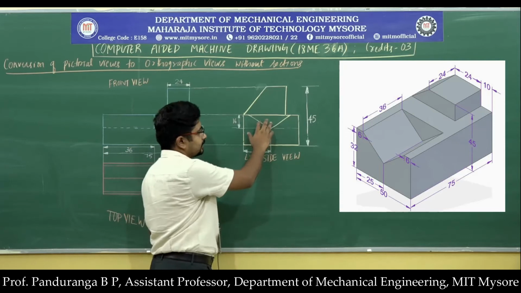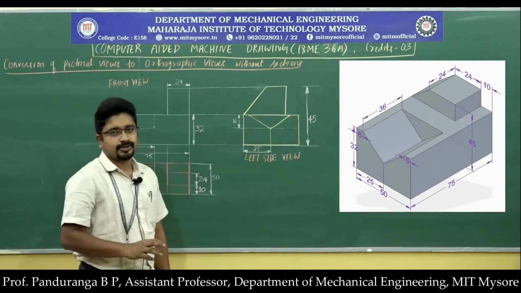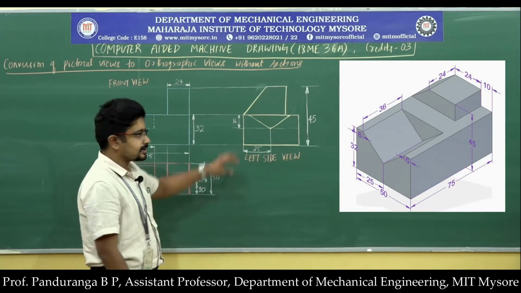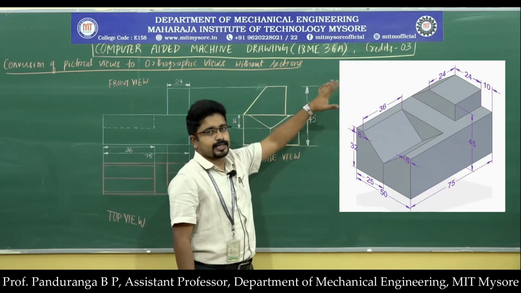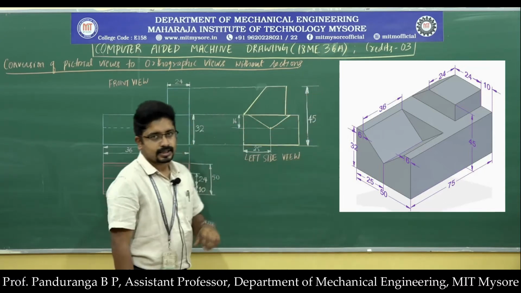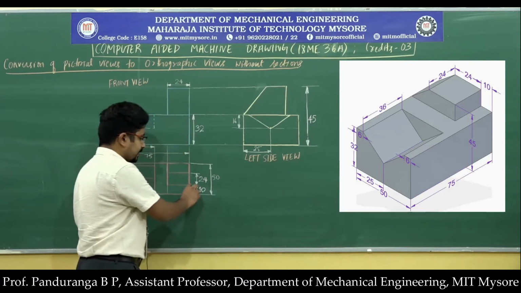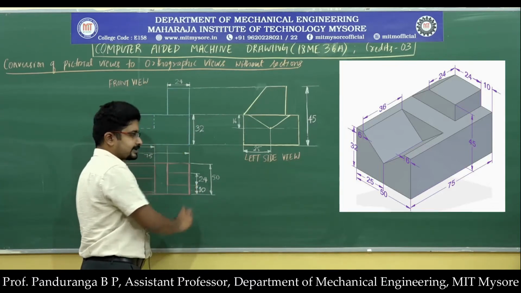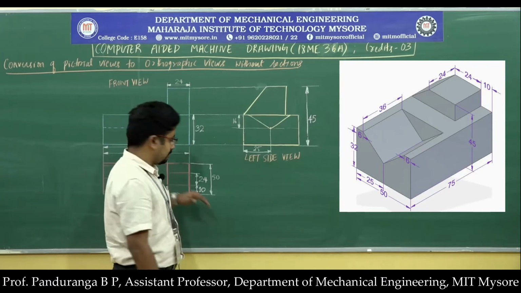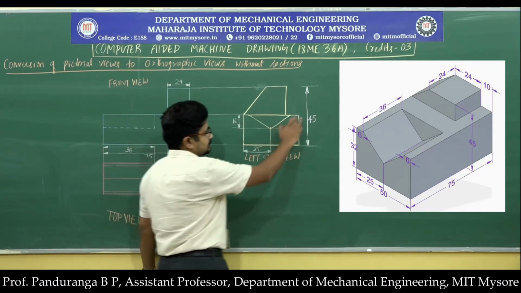Once I am done with that, I have two more features to be drawn in the side view. One is the top portion and the other one is the channel. I will start with the top portion, and we have seen that in the top view, the top portion starts from a distance of 10 mm from this edge. So this edge corresponds to this.